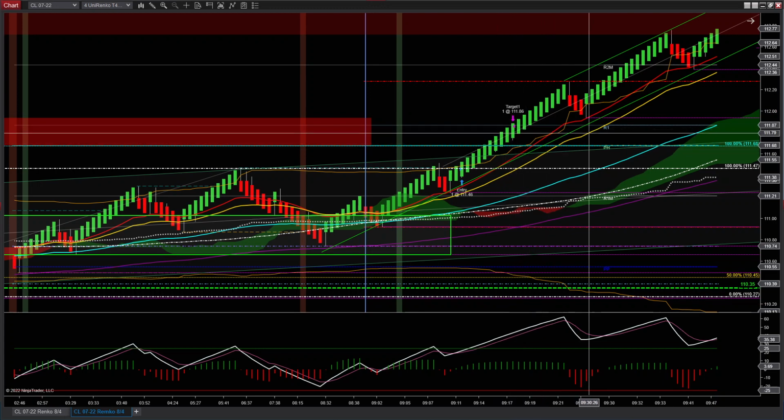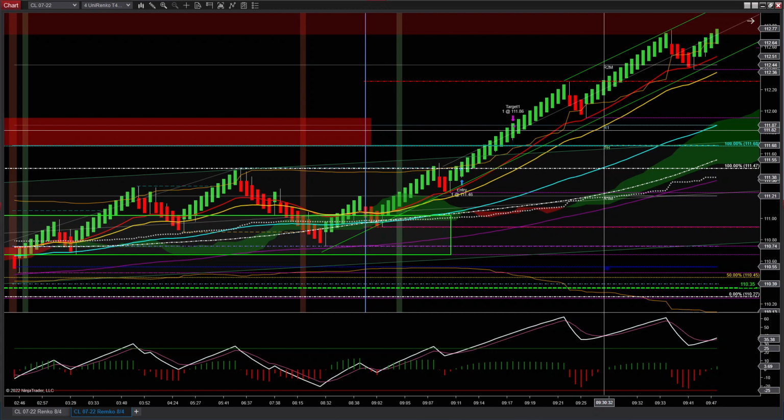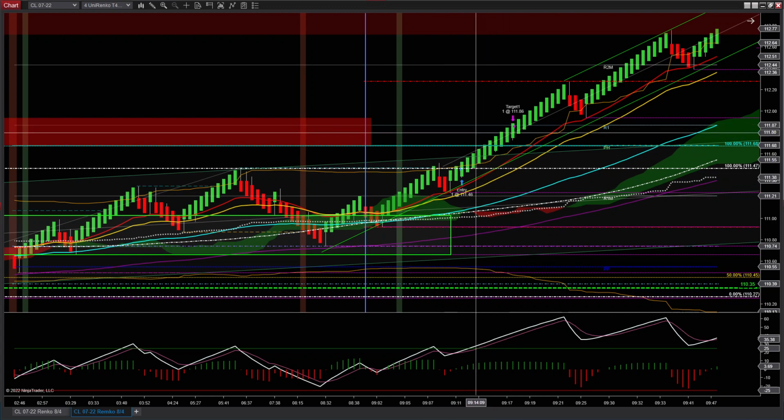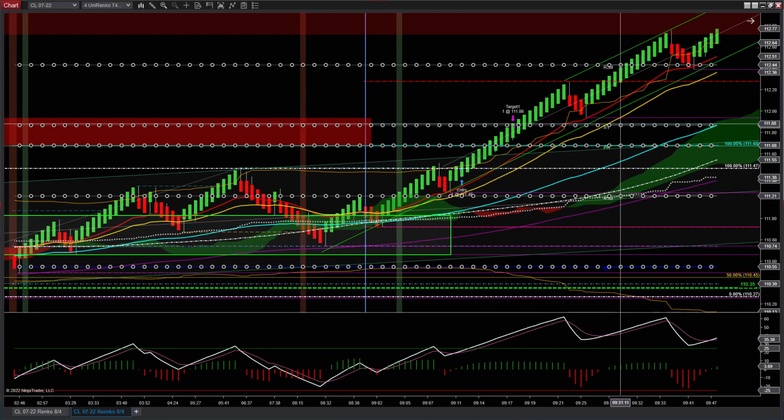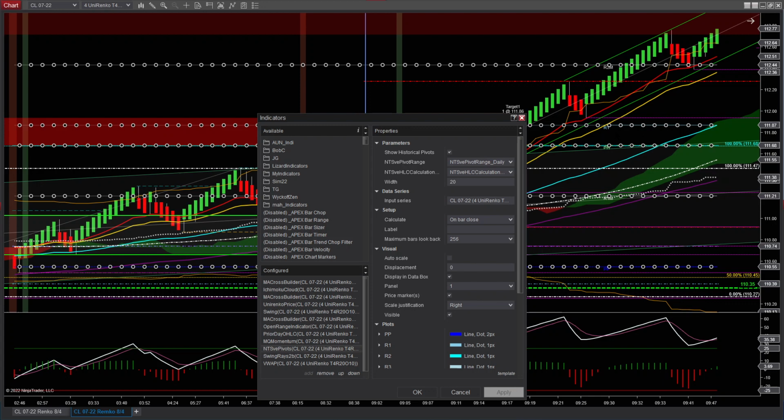And if you see here, there's an R1. So I trail it all the way to that level right there, which is the resistance one out of the pivot. So again, I'm going to share this indicator with you. You can find it in the ecosystem. It's called NTSVE pivot range. So you can find it over there.